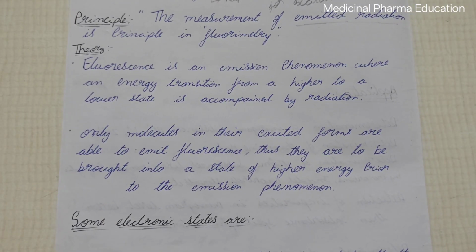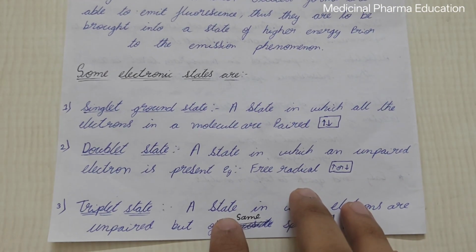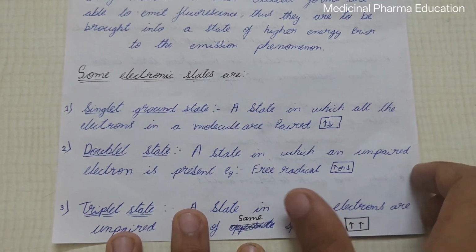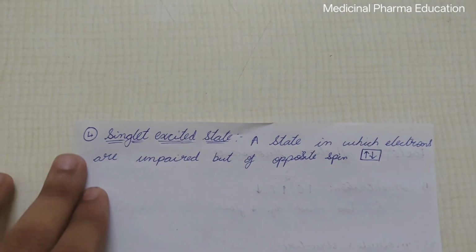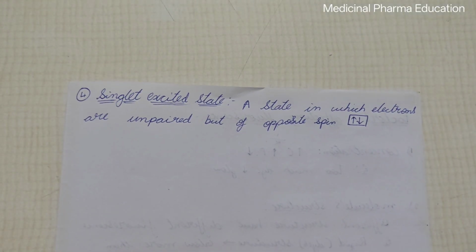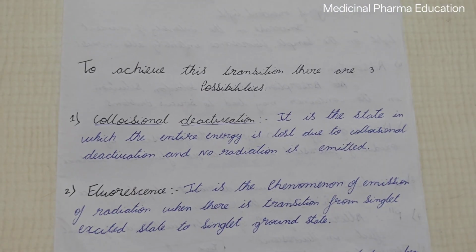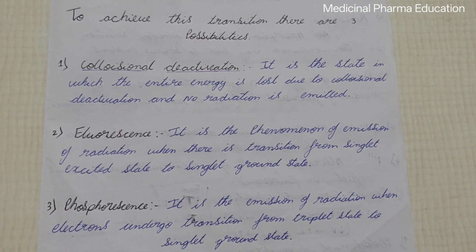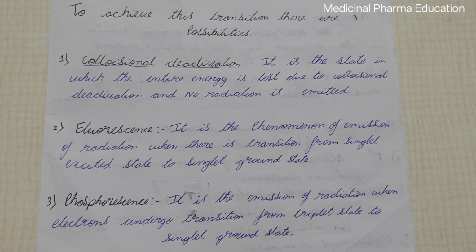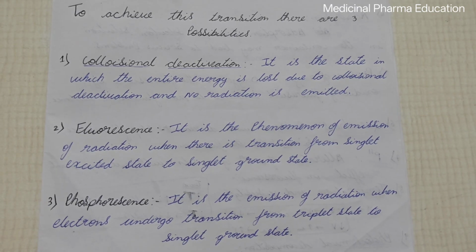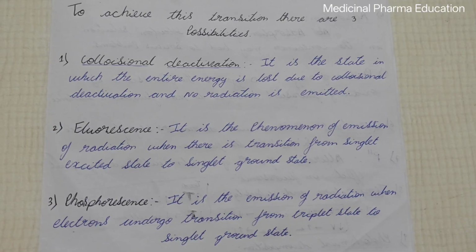Next, some of the transitions: singlet ground state, doublet state, and triplet state. Next is the singlet excited state. There are mainly 4 states, and for the diagram, you can rewind the video and see it. The diagram is very important. If they ask, you have to draw the diagram. These are the 3 factors that occur.